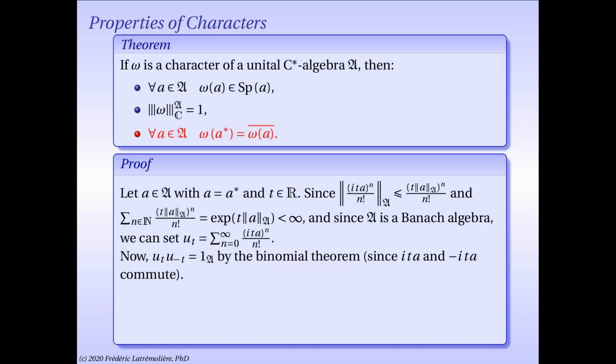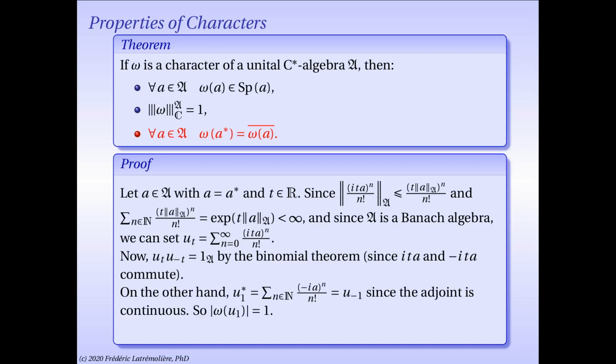But here I don't need it, simply because the series involved in the definition of u of t and u of minus t only involve commuting elements, namely things of the form ita or minus ita and their various powers. So the binomial theorem applies and we can check this simple identity. And this identity tells me, because you can always replace t by minus t in it, that all the u_t are invertible in your C-star algebra.